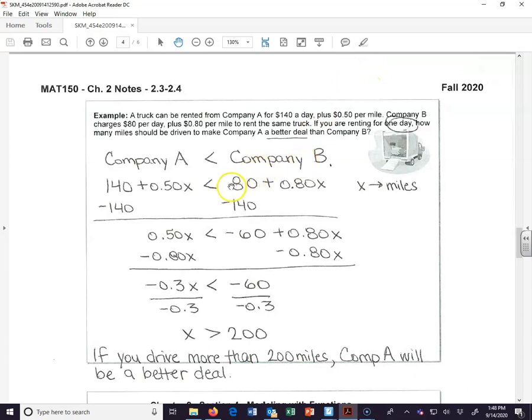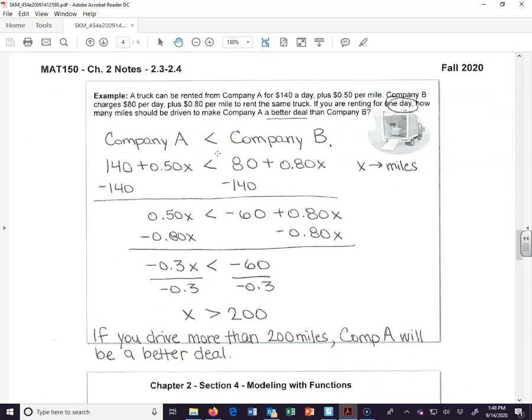Company B is cheaper on the flat fee. It's only $80. But it's more per mile, right? So it's 80 cents per mile. So we want to see when Company A will be a better deal. So if Company A is a better deal, that means it's cheaper, right? Which means it would be less than Company B. So that's how I know which inequality to put here is based on what I'm trying to show. Am I trying to show that something is greater, something is less than? So this one we want to do less than.